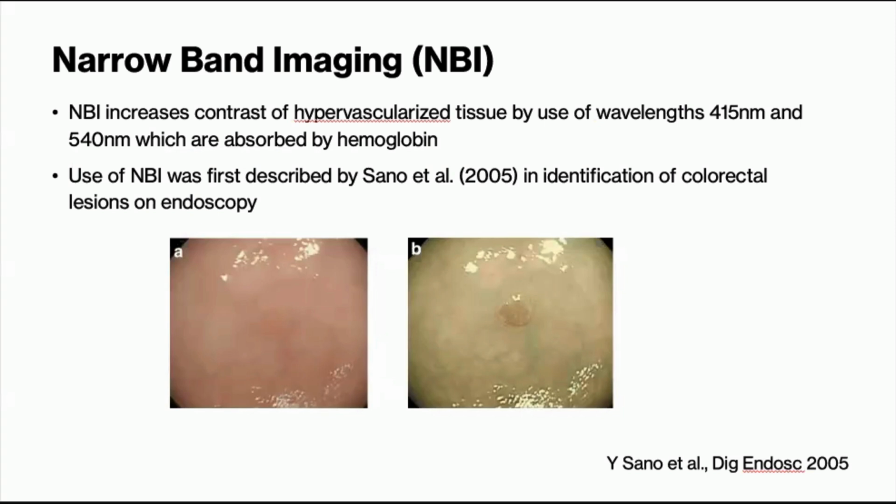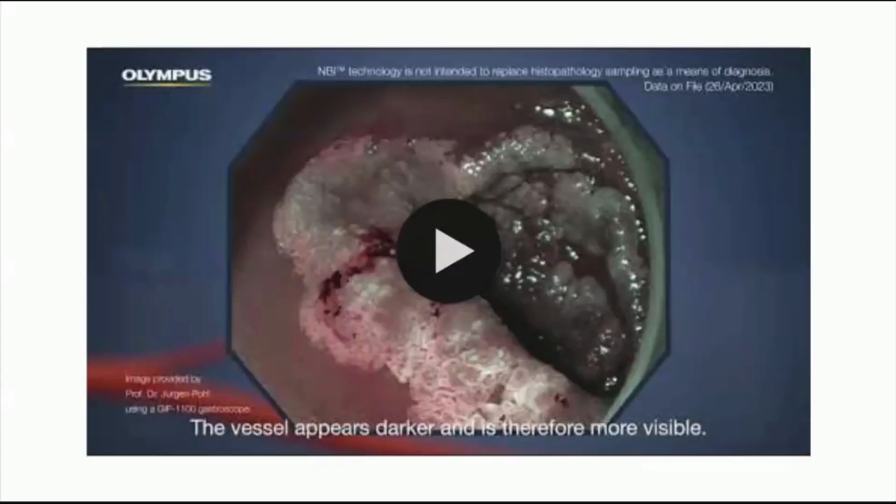Well, narrowband imaging is another enhanced cystoscopy technique whereby two specific wavelengths of light are shown onto your bladder mucosa. And the thought is that they're specifically absorbed by hemoglobin, which helps bring out contrast in vascularity or hypervascularized tissue, such as malignancy. Its use was first described in a colorectal context by Sano. And here is just a nice overview video explaining the technology as well.